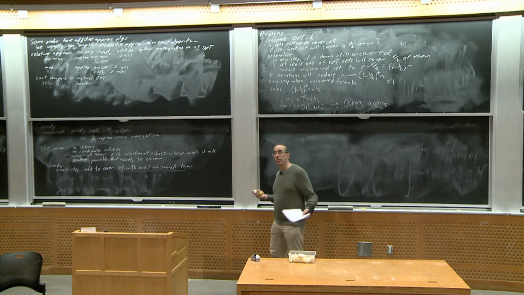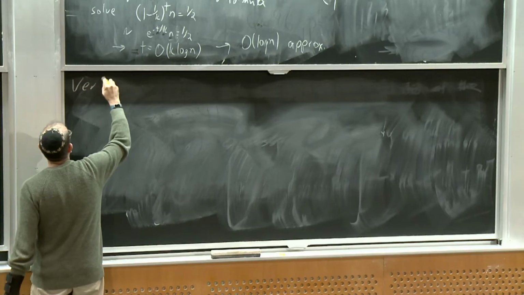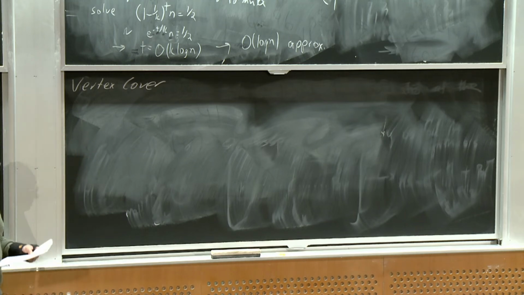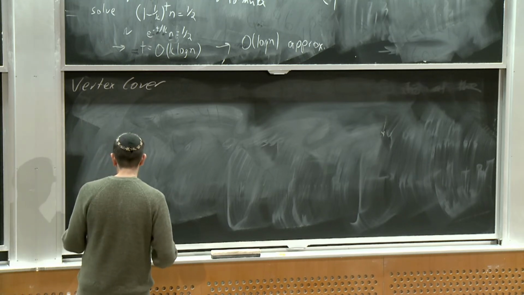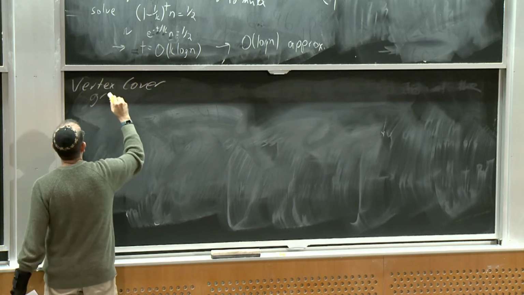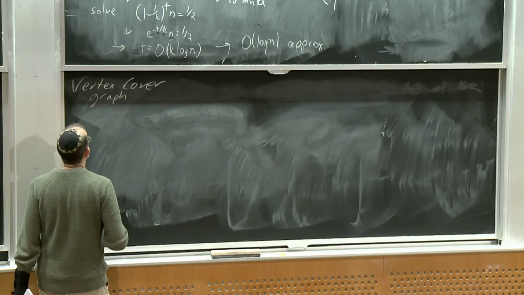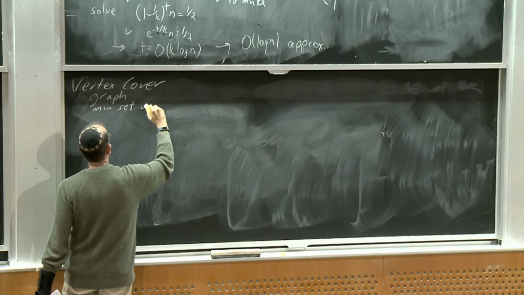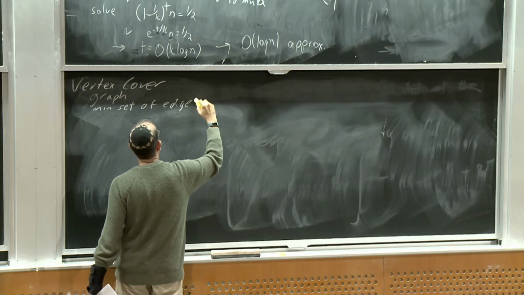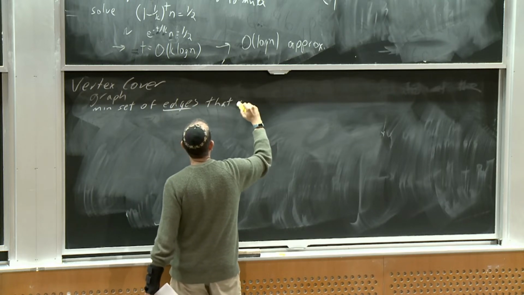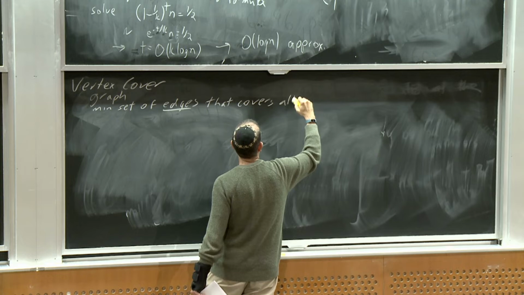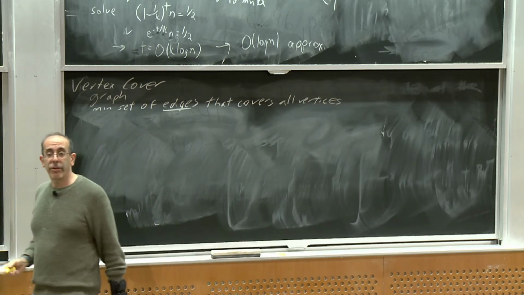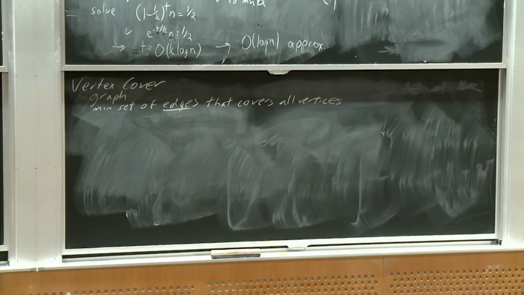Let me show you a variant on the set cover problem called vertex cover. This will allow me to make another kind of interesting point about greedy algorithms. So in vertex cover, you're given a graph. And your goal is to pick a minimum set of edges that covers all the vertices. In other words, the union of all the endpoints has to make up all of the vertices in the graph.